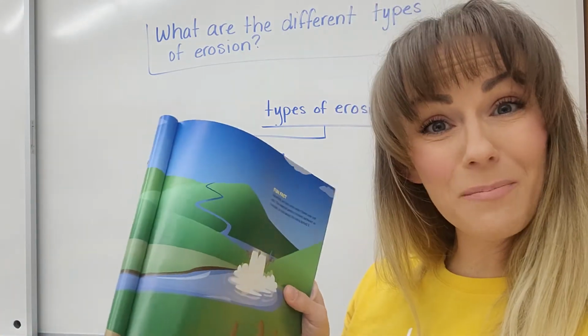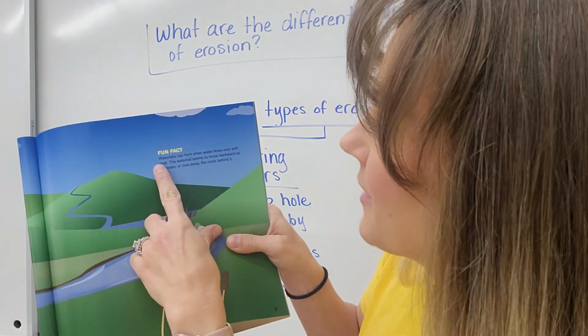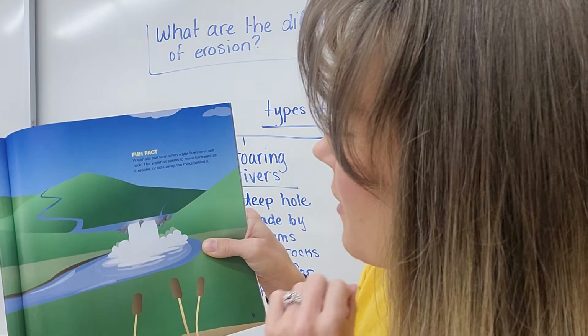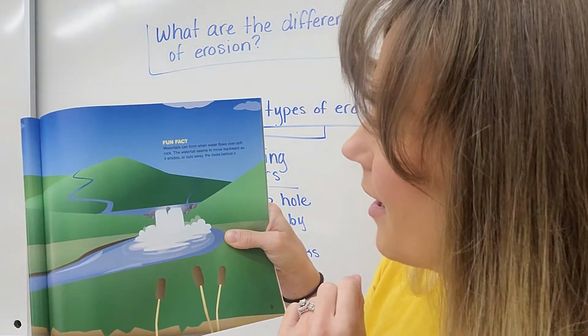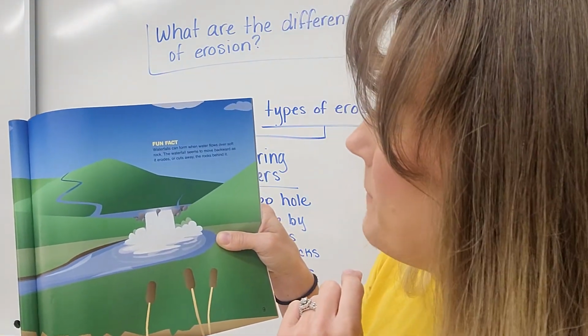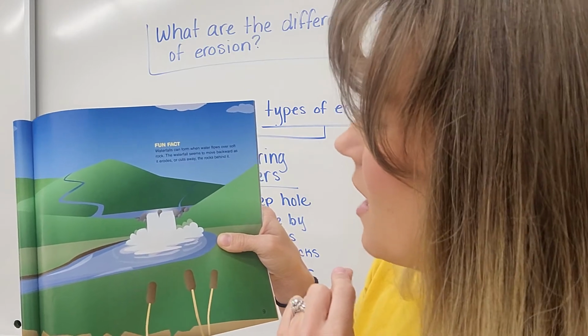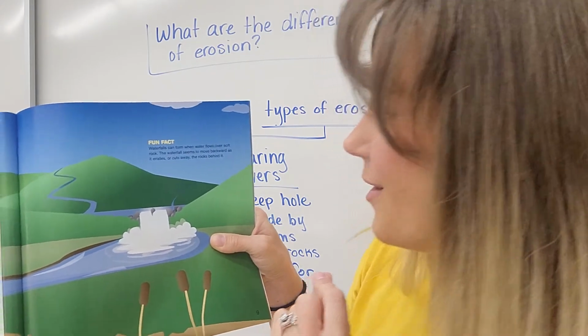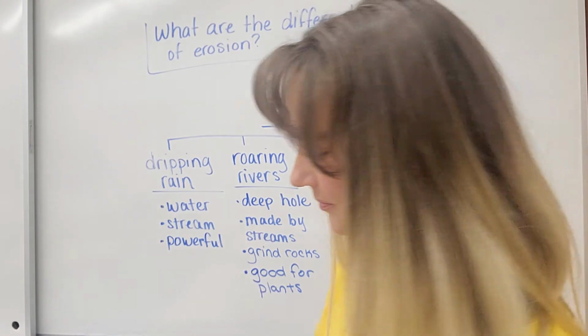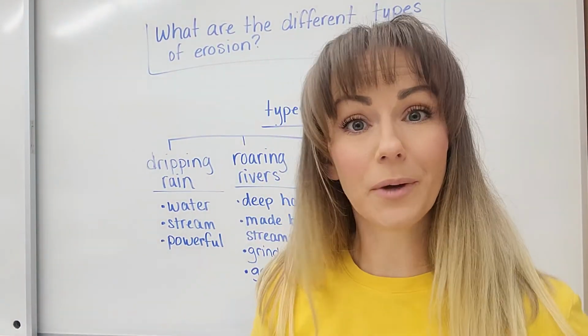I will give you your Flip Grid assignment. Fun fact, waterfalls can form when water flows over soft rock. The waterfall seems to move backward as it erodes or cuts away at the rocks behind it. So waterfalls help erosion, yeah.